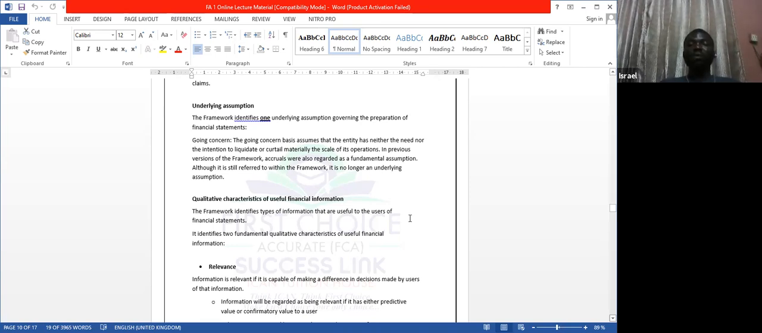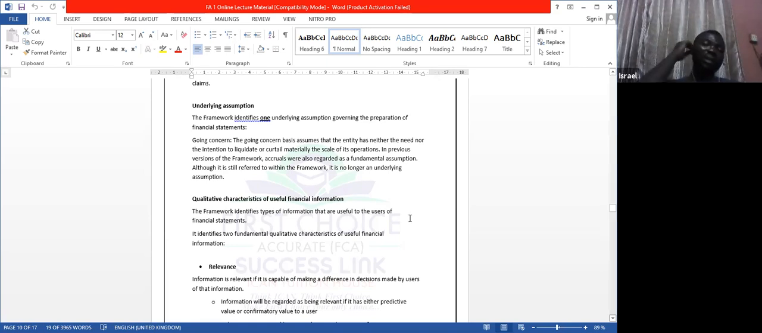Then lastly, let's talk about the qualitative characteristics of useful financial information. What are the qualities of the data that you must find in your financial statement? This is not talking about quantities, it's talking about qualities. The qualitative characteristics of this information can be divided into two: the fundamental qualitative characteristics and the enhancing qualitative characteristics. These are the two that we have.